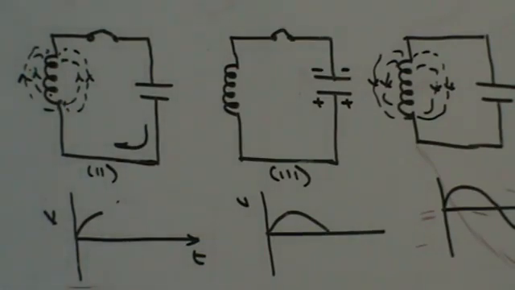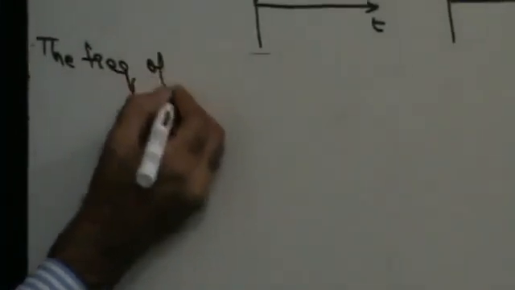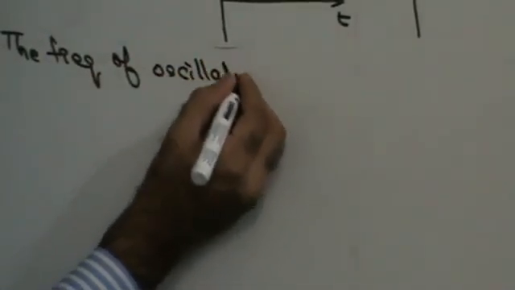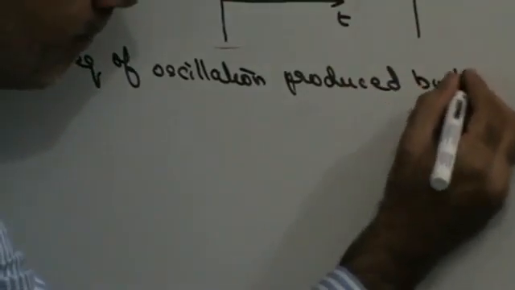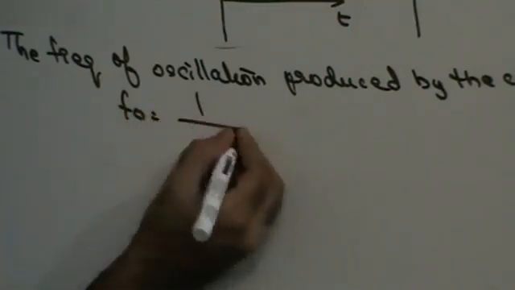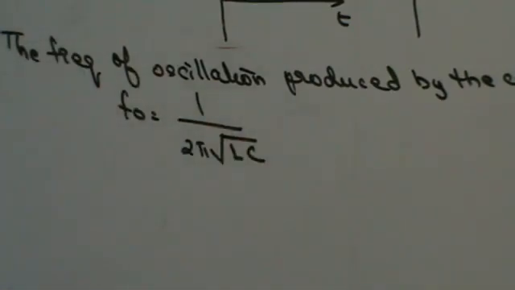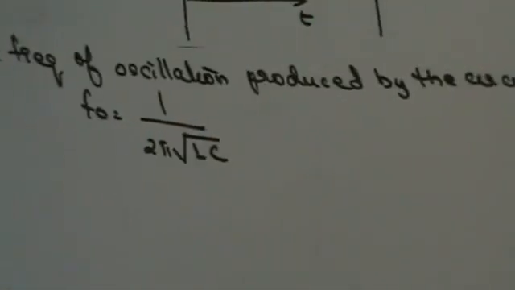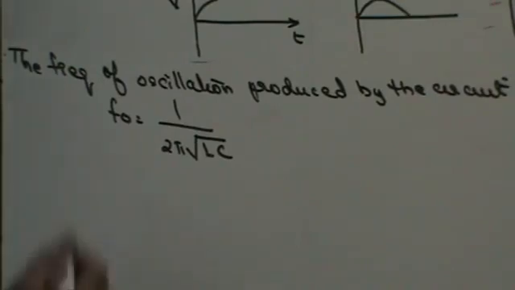Now, do we understand the entire theory of the tank circuit? The frequency of the oscillation produced by the circuit, F0, is going to be 1 upon 2 pi root LC. That means the circuit has to be at resonance. Now if there were no losses in the tank circuit, the oscillations would continue indefinitely.